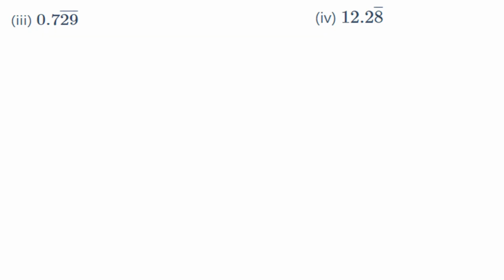Now write this: 0.729 bar. So here only 29 has the bar, so only 29 is repeating in this non-terminating repeating decimal. Let us write x equals to 0.729, 29, 29 and so on.